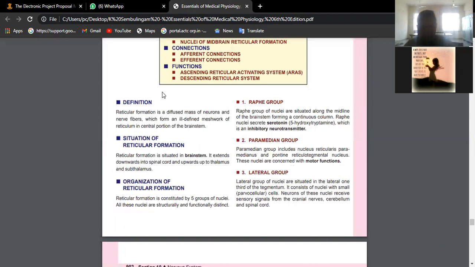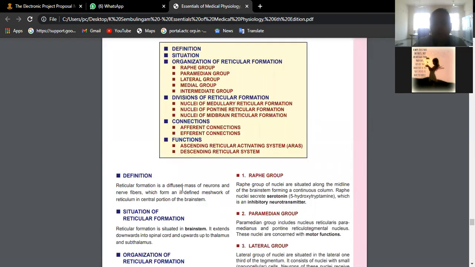See here, so reticular formation. A diffuse mass of neurons and nerve fibers which form an ill-defined meshwork of reticulum in the central portion of the brainstem. First of all, you should write the definition. That is nothing but the mass of neurons, the gray matter what you see in the brainstem.